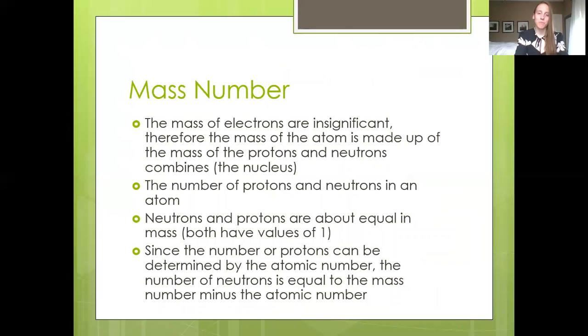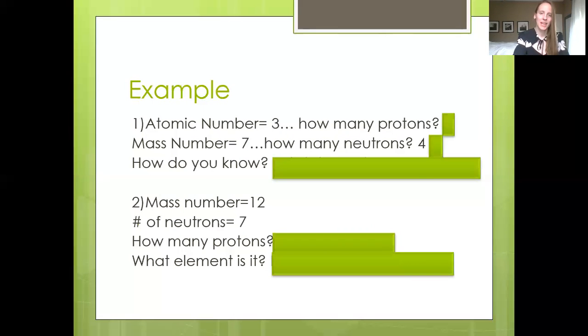Okay, the mass number is essentially the mass of an atom, which is made up of the mass of its protons and neutrons, which is just the mass of the nucleus. Electrons have a mass of approximately 0, so we don't include them at all in the mass number. Both protons and neutrons have a mass of 1 unit, so they're roughly the same in mass, which means that if we have the mass number and the atomic number, we can calculate the number of neutrons.